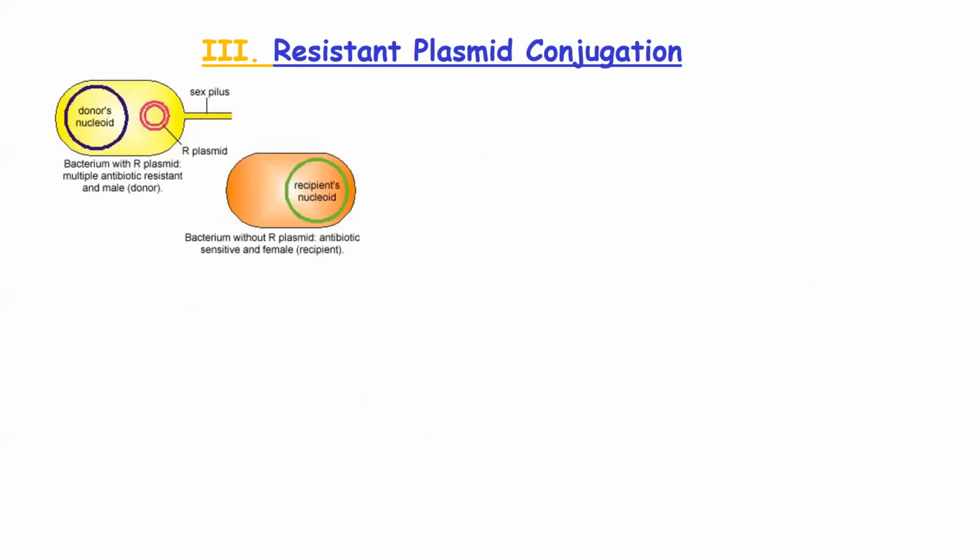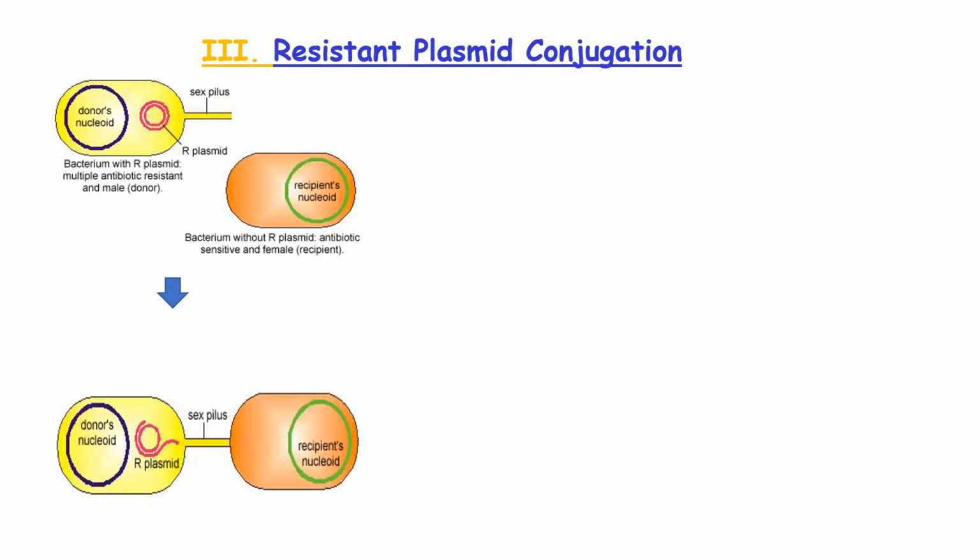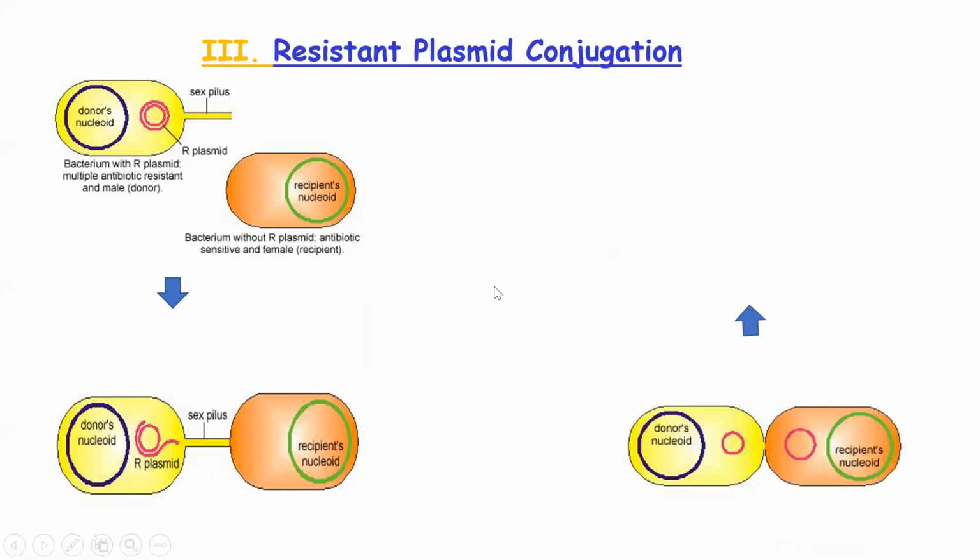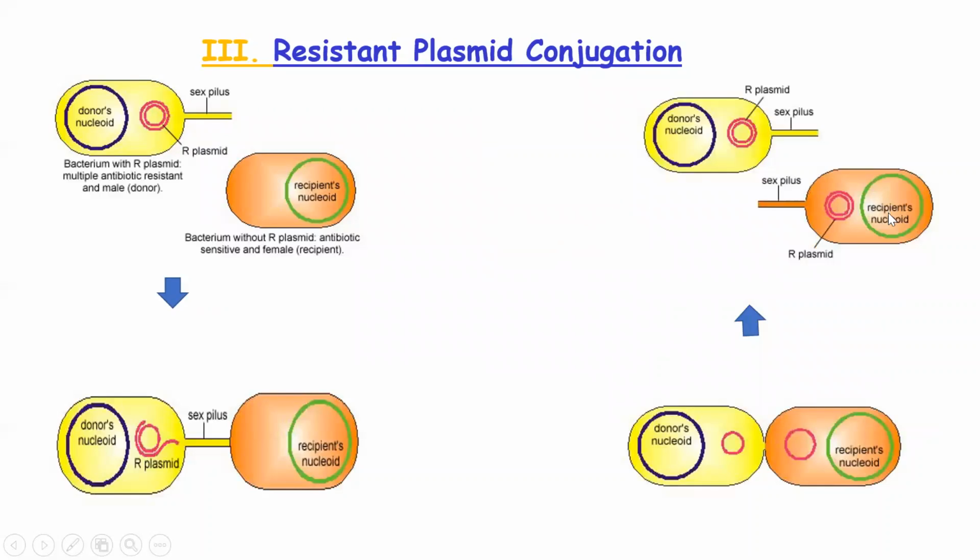Now we are coming to the resistant plasmid conjugation. Resistant plasmid conjugation is just like the F plus F minus conjugation, the only difference being that instead of the F plasmid, the plasmid which is coming is the R plasmid. R plasmid means resistant plasmid, that means it contains genes for resistance against antibiotics and heavy metals. So just like F plus F minus conjugation, it is occurring, and the R plasmid is coming to the recipient cell.